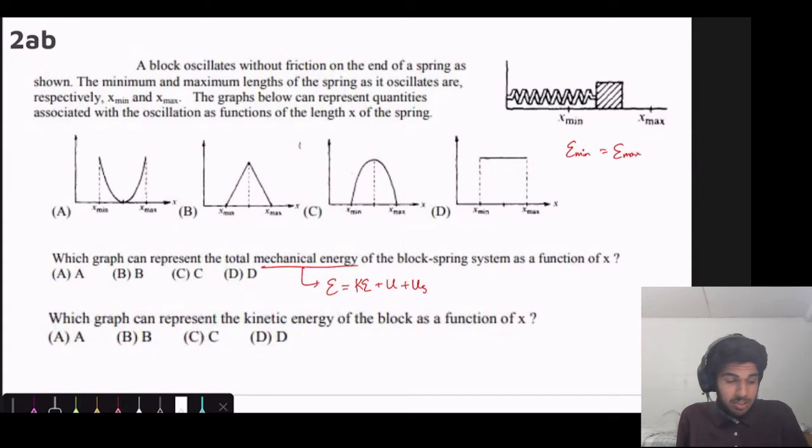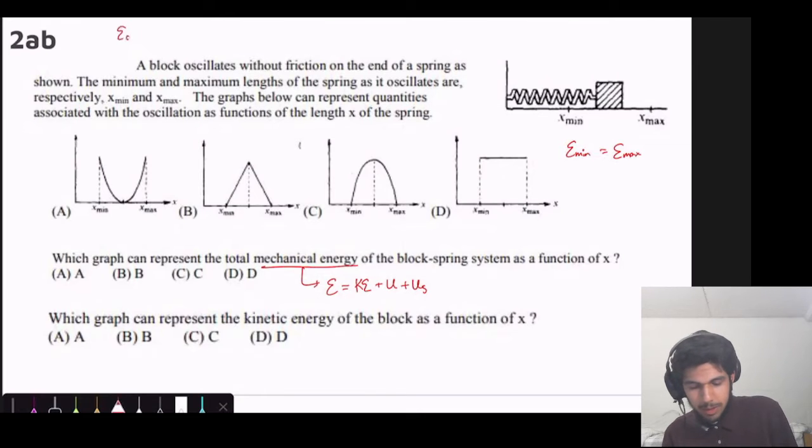And similarly, it doesn't really matter where we are within these bounds, because that's only where the block is. The block never goes outside of these bounds. No matter where we are in here, the energy will always be the same as at x min or x max. So throughout its oscillation, the energy never changes. And that's mostly due to no friction being present, which means there's no non-conservative forces being applied.